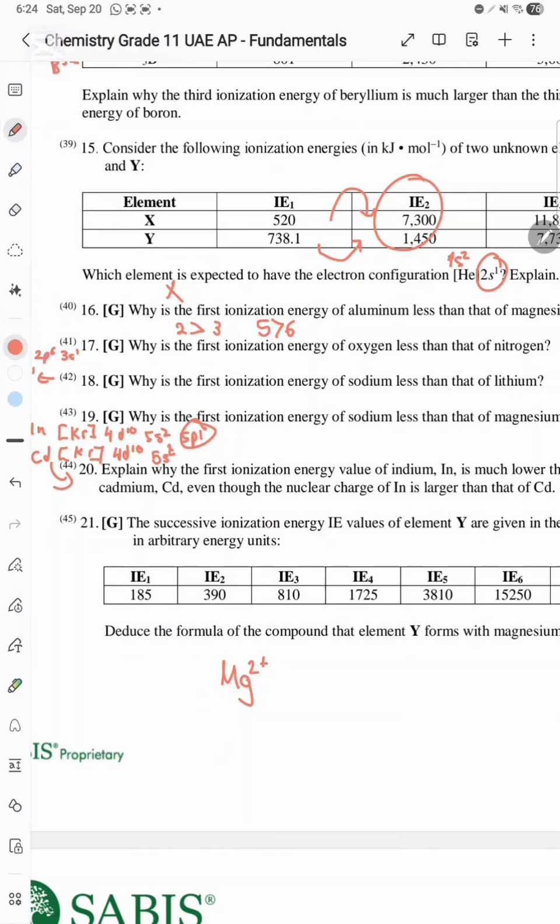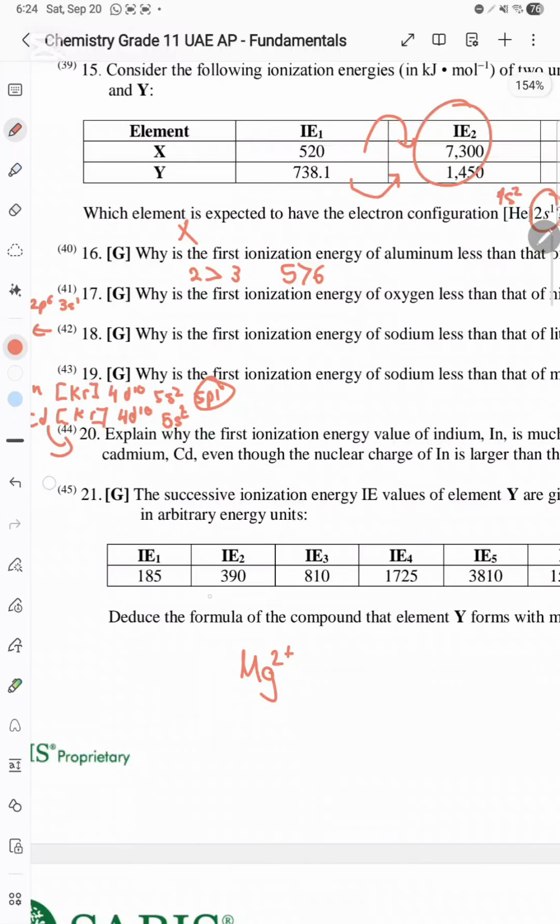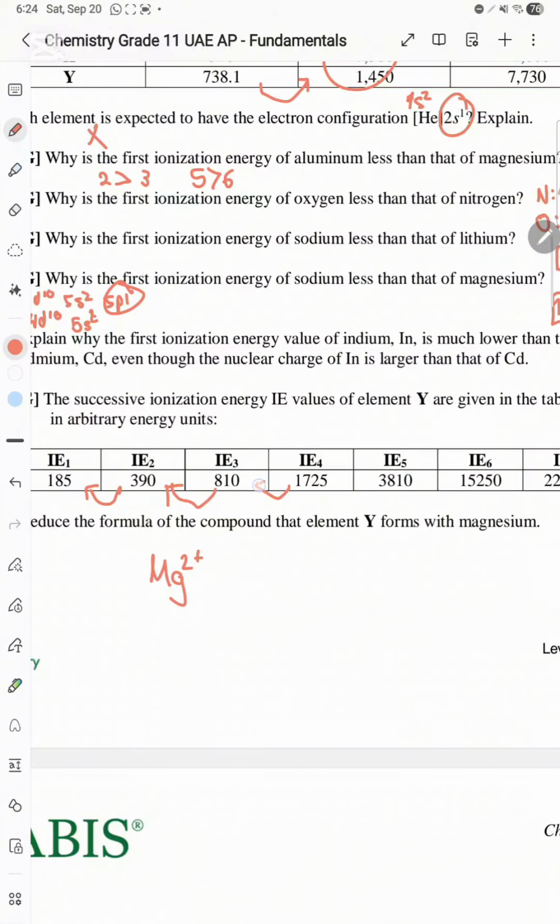Let's find out what y is. Now, to find out the easiest way, you could do it two ways. You could either find out the ratios between IE2 and IE1, IE3 and IE2, IE4, and you get the idea.